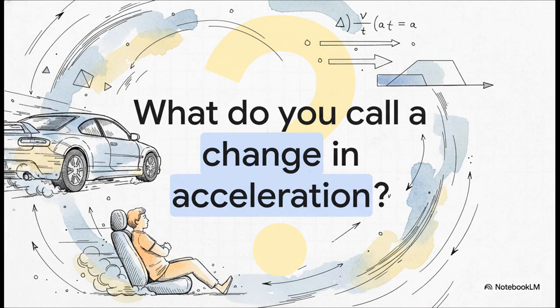So we've seen how a change in position over time gives us velocity, and a change in velocity over time gives us acceleration. It kind of leaves you with one last question to chew on, doesn't it? If you're in a car and the driver suddenly slams on the gas, you feel that push backward, right? That's acceleration. But what about that initial jerk you feel? What do you call a change in acceleration?